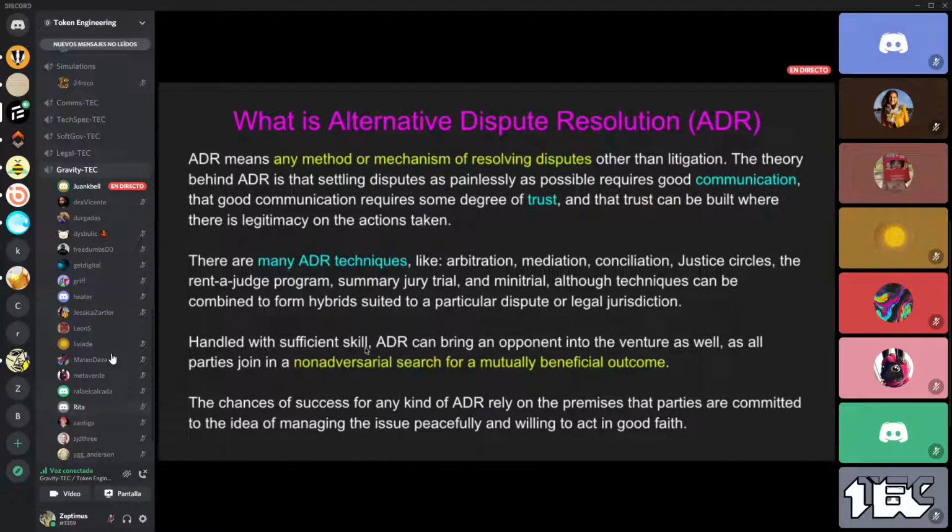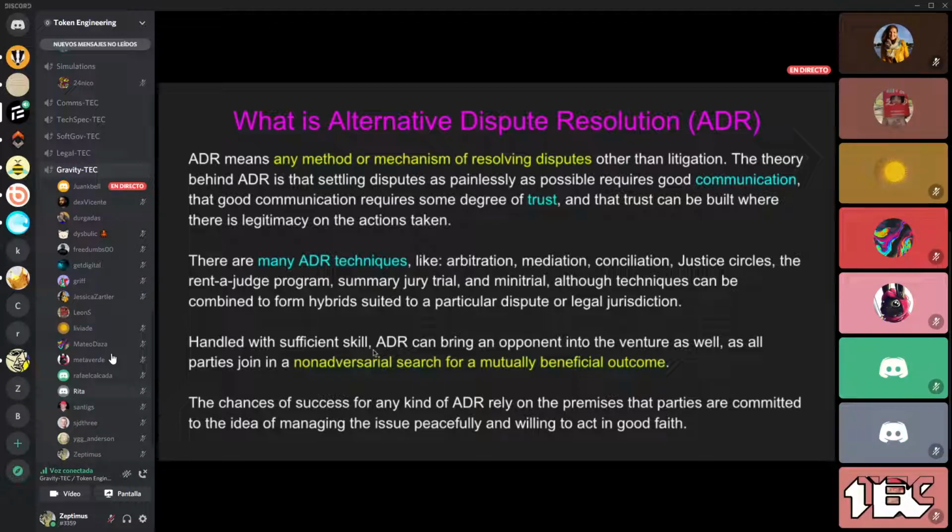And handled with sufficient skill, ADR can bring an opponent into the venture, with all parties joining in a non-adversarial search for a mutually beneficial outcome. The chances of success for any of the ADRs rely on the premise that the parties are committed to the idea of managing the issue peacefully and are willing to act in good faith. If there is a war, or if the parties are harming each other, it is very difficult for ADR to succeed. ADR is based on the parties recognizing the issue and both trying to put in effort from themselves to solve the case in good faith.